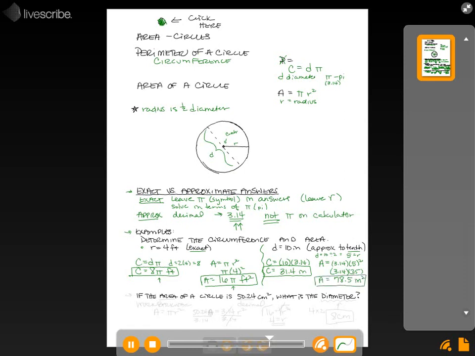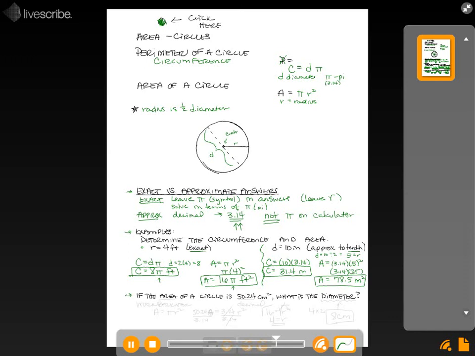Okay? Now, notice how on both of those examples I had C equals and A equals. That's how I want to see your answers. I don't want you to just write numbers down with a label on them, because it's a common mistake to forget the square on an area. So if you just write a number down that doesn't have the correct label, I might get confused and figure out you're talking about the circumference instead of the area. So I always want to see C equals and A equals.